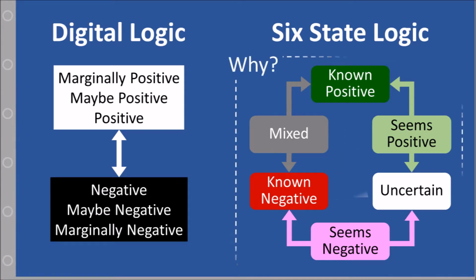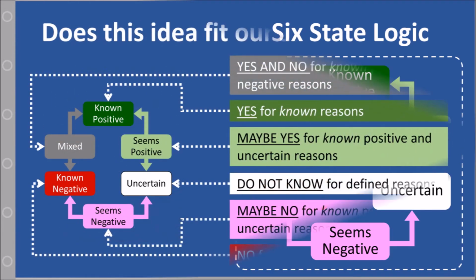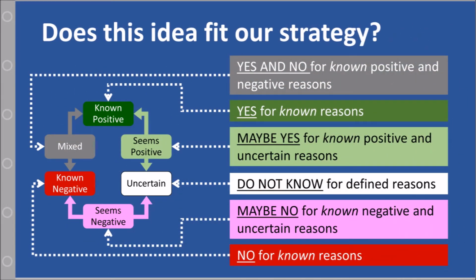The last element of six-state logic is a text justification for the selection of any of the 6 states. The focus of the justification depends on the selected state. For example, known negative requires a certain and negative explanation, while seems positive requires an explanation that combines known positive and uncertain components. Using six-state logic is as easy as asking a positive or negative format question like, does this idea fit our strategy? And asking participants to select and justify one of the 6 states as an answer.